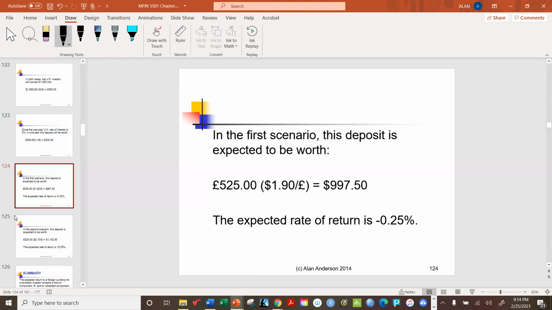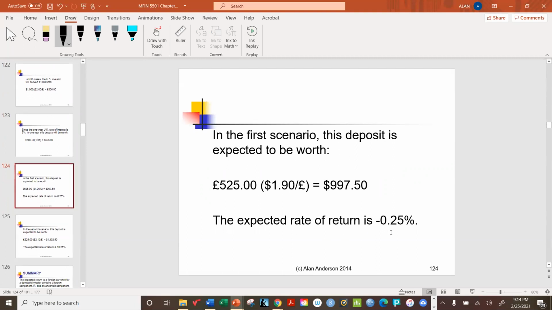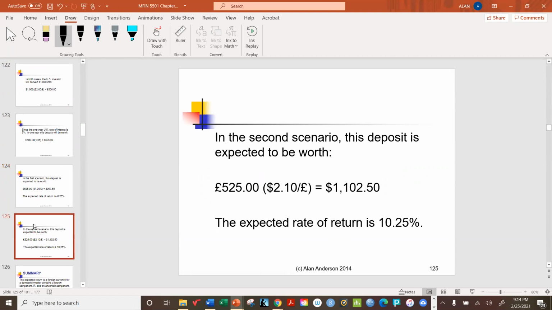All right. Now, on the other hand, what if we had been pessimistic about the dollar and we expected it to go up to 210? Yeah, look at that. We're expected to lose 0.25%. But if we were expecting a weak dollar, meaning $2.10 per pound, ooh, that's a nice rate of return. We're getting 10.25% because of the weaker dollar.